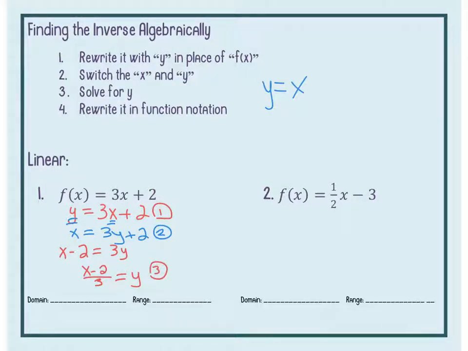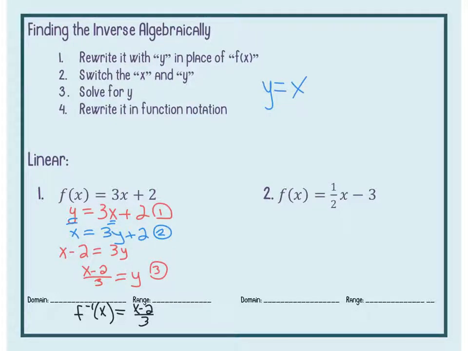And step 4 is we should rewrite it in function notation. Function notation means go back to the f of x, but this is inverse, so it's f to the -1. And it's x minus 2 over 3. Now, I'm sorry that I ran out of room. Now, that domain and range.